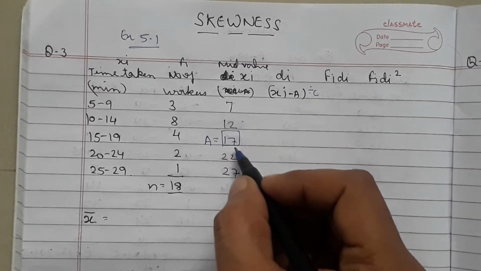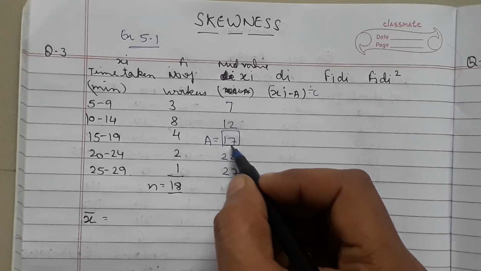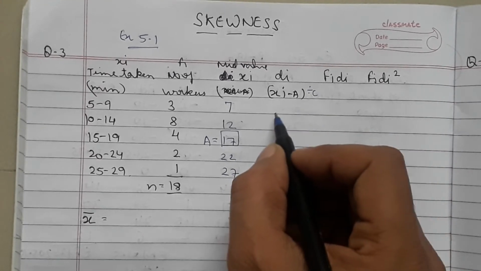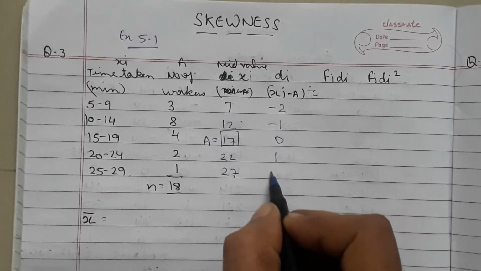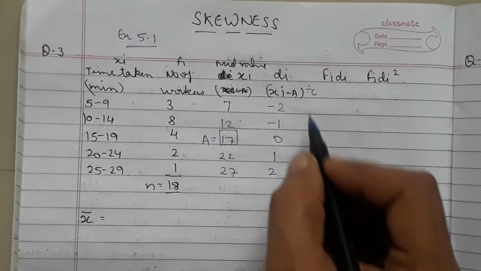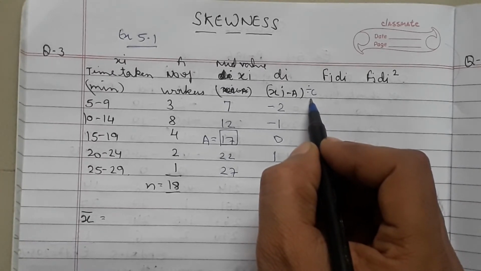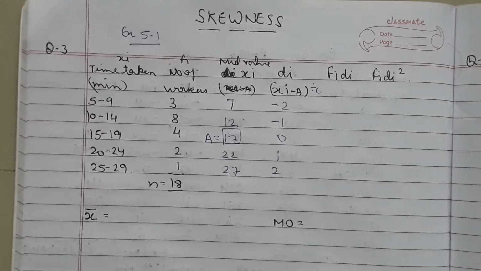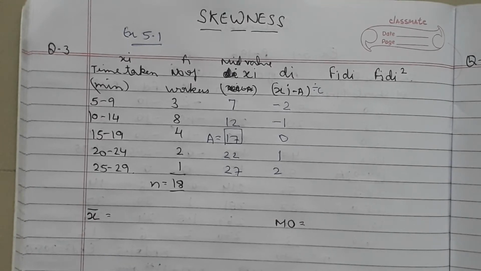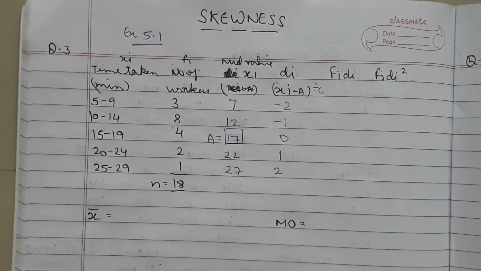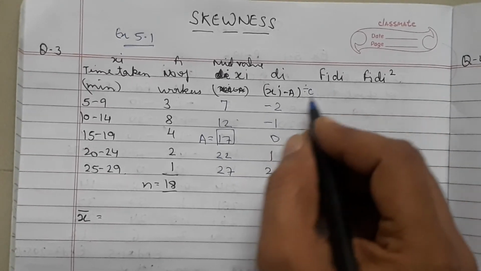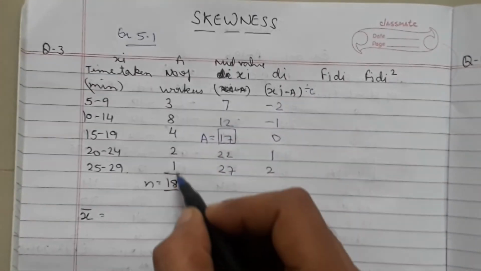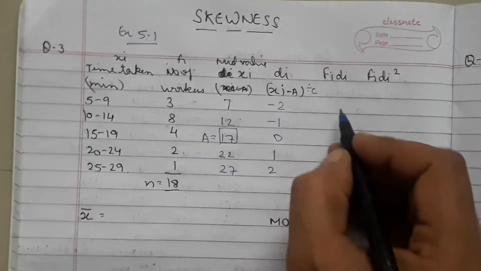So 7 minus 17, that is minus 2, you will get it after dividing by c. So here minus 2, minus 1, 0, 1 and 2. If you are dividing here by c, then while finding mean, standard deviation, we will multiply it by c, and also in mode. Now fi di we have got, frequency is this, so we will multiply 3 by minus 2.